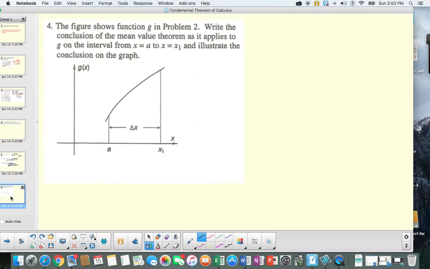All right, let's take a look at this figure, and we want to write the conclusion of the mean value theorem as it applies to just this interval. The instantaneous rate of change at some value, we'll call it c sub 1, is equal to the average rate of change in the interval, and that's going to be g of x sub 1 minus g of a, all over the difference in the x's, x sub 1 minus a.